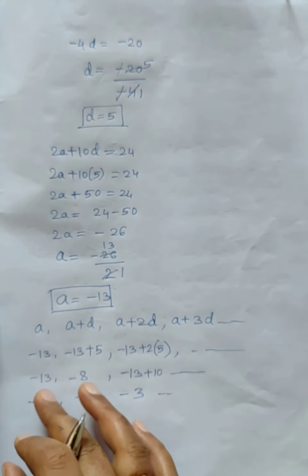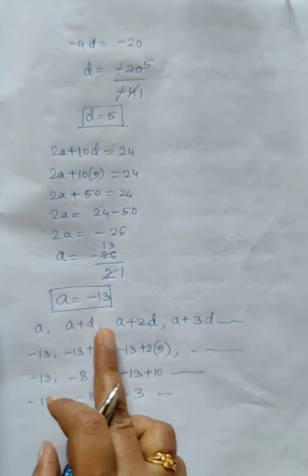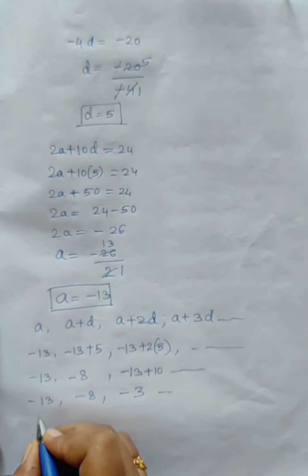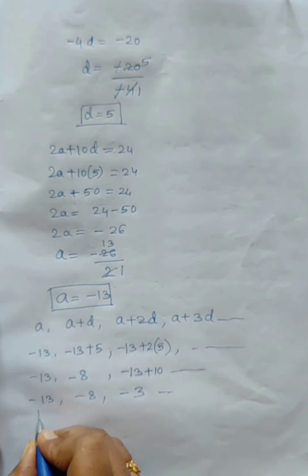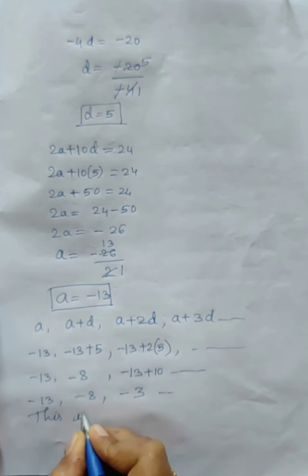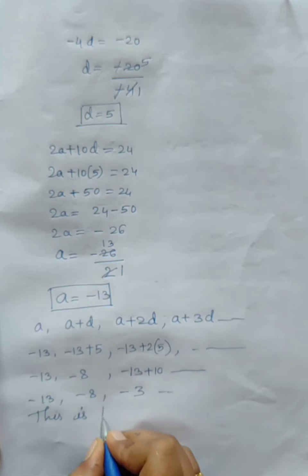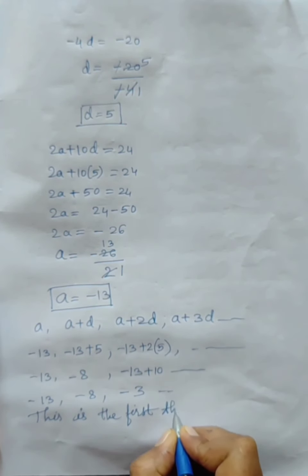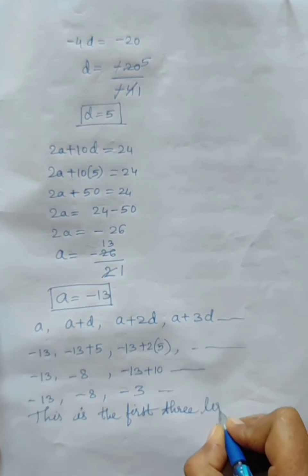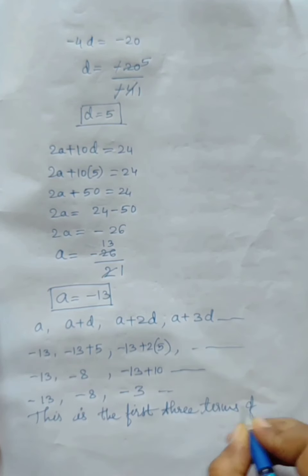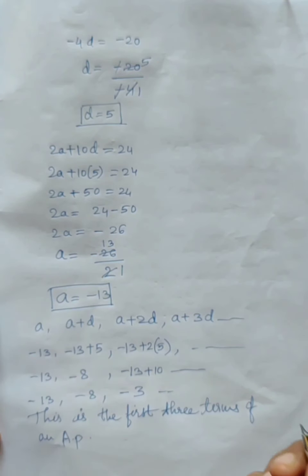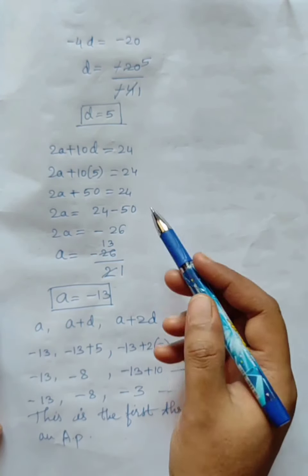These are the first 3 terms of the AP. This is the method to find it using the general form of an AP. So what you are going to write: these are the first 3 terms of an AP. Okay, this completes the proof.